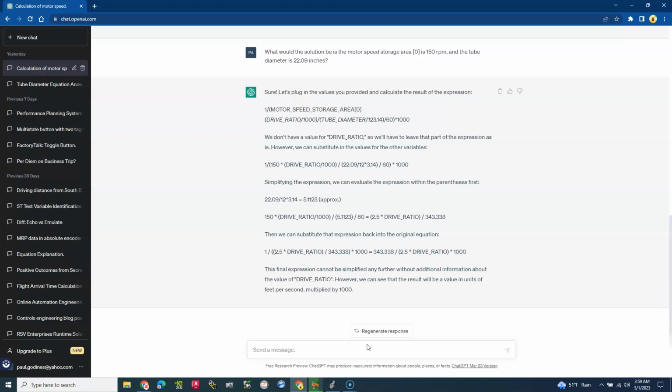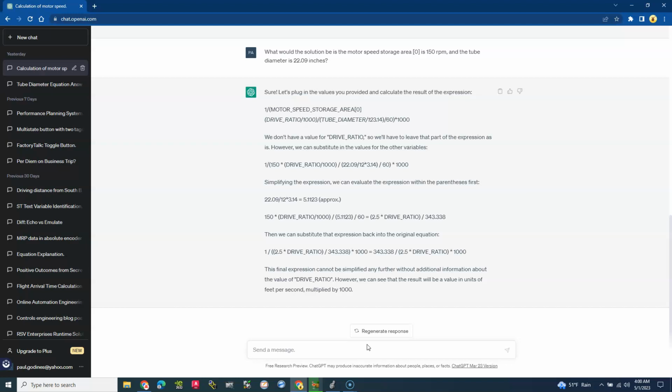So, let's plug in the values and calculate the result. It remembered the expression I gave it earlier. I added new information, and then it came up with a tighter, closer solution. We don't have the drive ratio, so we'll have to leave that part of the expression as it is. We can calculate the expression within the parentheses first, and it gives us an answer, 5.1123. Since it doesn't have the drive ratio, it's not sure what the real solution would be, but it does come close based on the data we've given it.